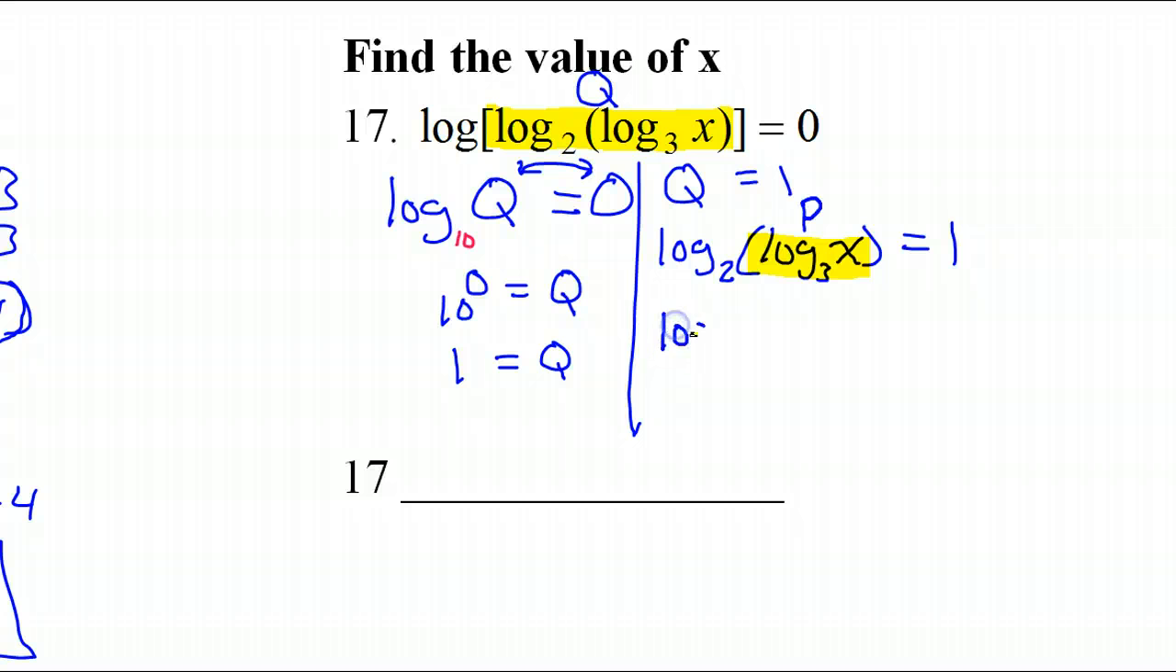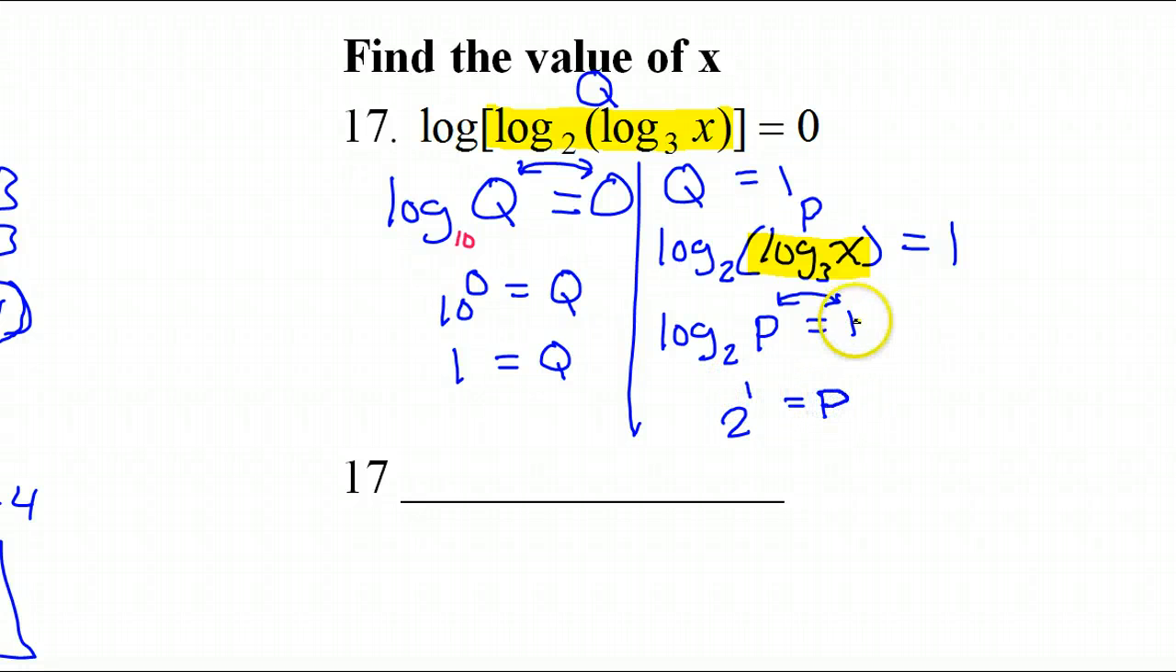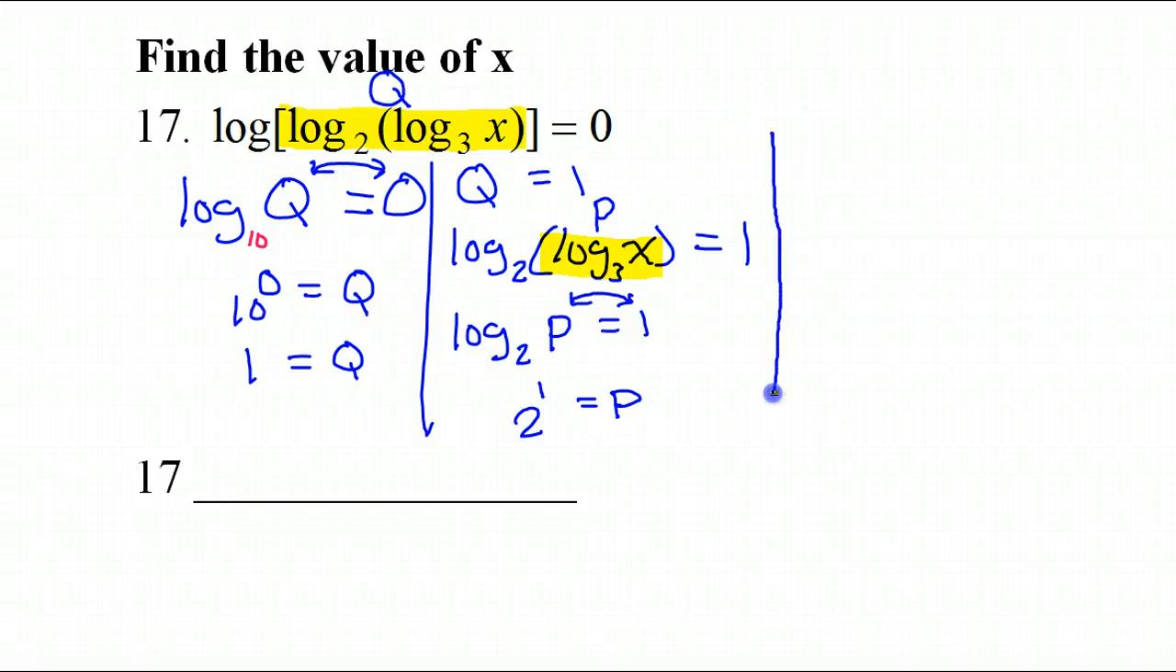So what I've really got here is log base 2 of P is equal to 1. If I rewrite this in exponent form, I bring down the base, and the P and the 1 switch places, so I've got 2 to the 1 power is equal to P. Obviously 2 to the 1 power is just 2. So that means P equals 2.